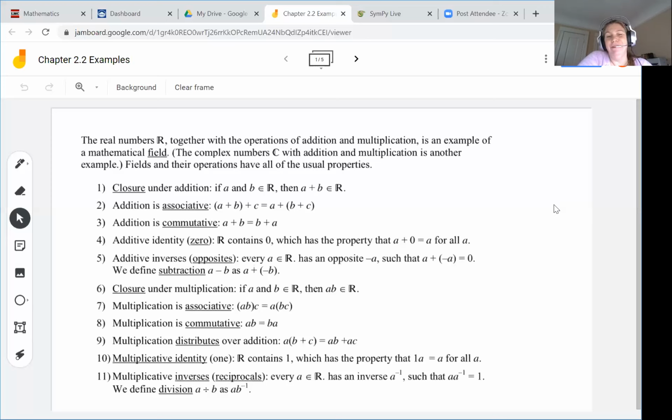And then our multiplicative identity is 1. So the real numbers contain 1, which has the property that 1 times A is A for all numbers in the real numbers. And our multiplicative inverses, which we think of as reciprocals, are A inverse, or what you might think of as 1 over A. So for every nonzero element or number A in the real numbers, it has the inverse A inverse, which we indicate by A to the negative 1, such that when we multiply A by its inverse, we get 1. And we define division, A divided by B, as A times B inverse.